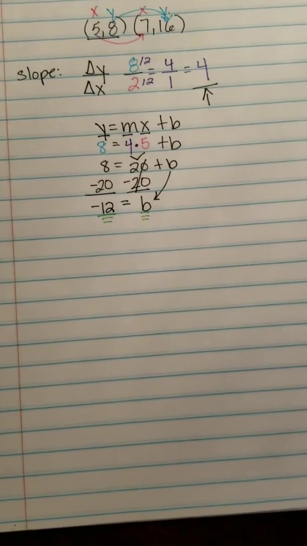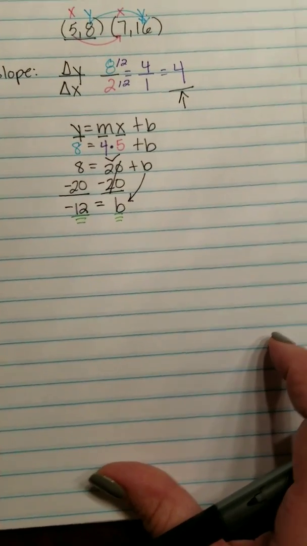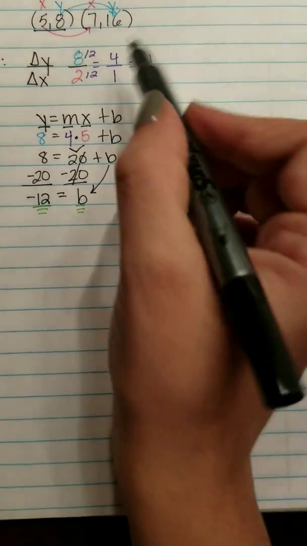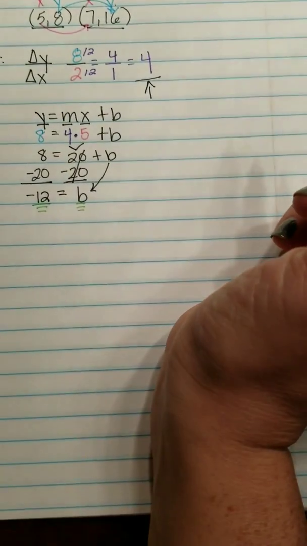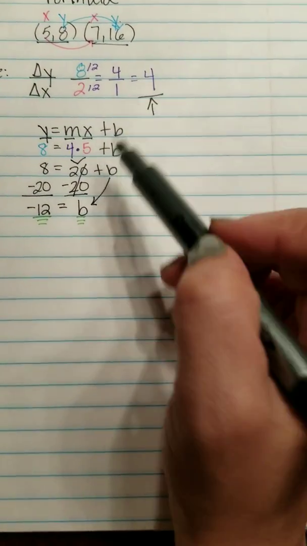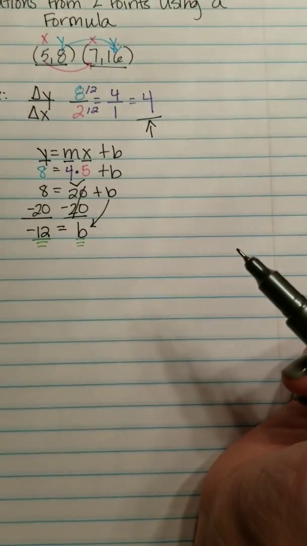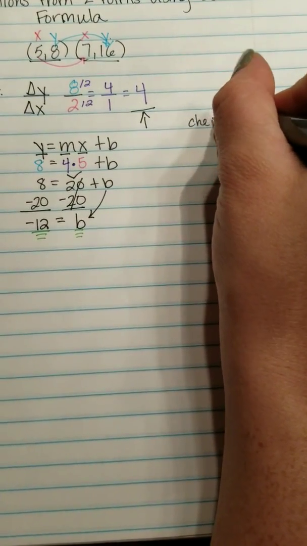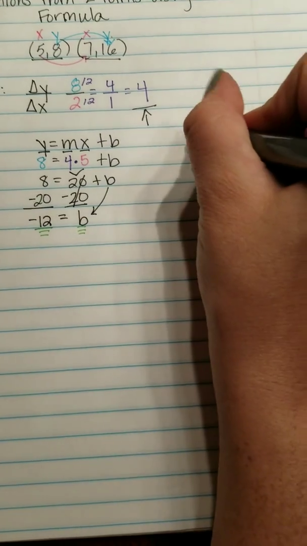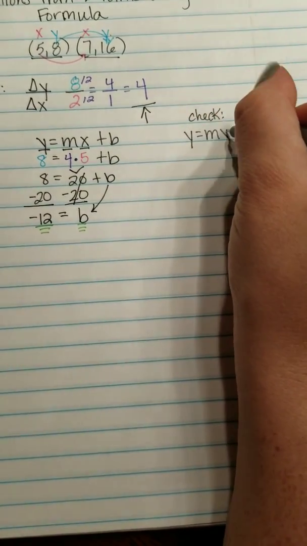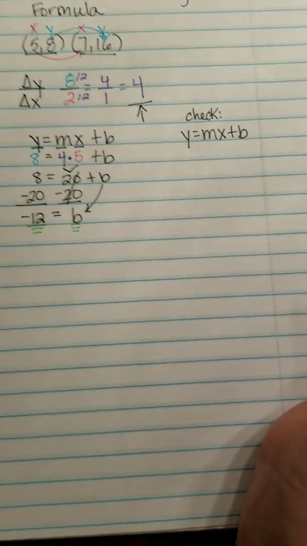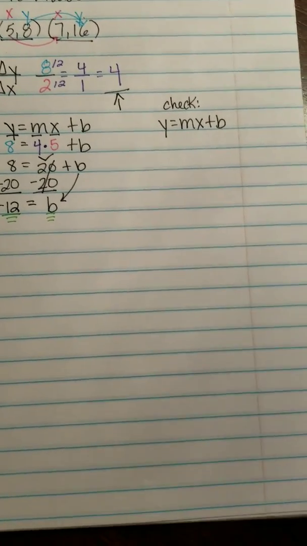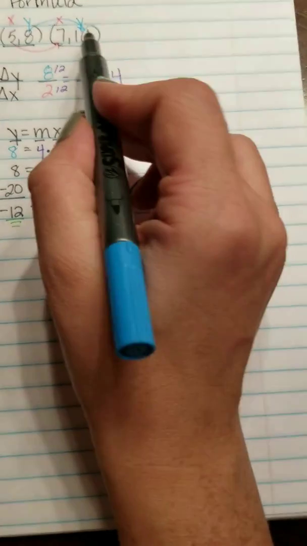How do I know if that's true or not? I need to check it by plugging in the other set of points into the equation now with my slope and my y-intercept and just doing the math to make sure they are all the same. So over here, I'm going to check it. I'm going to again start by writing y equals mx plus b. Here though, now I know my y is 16.